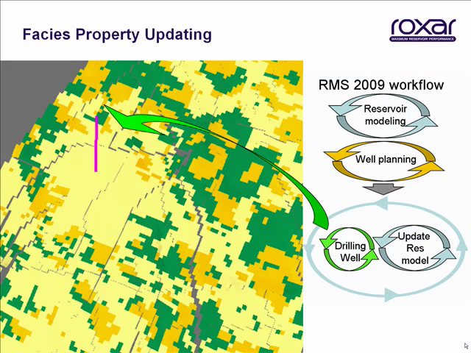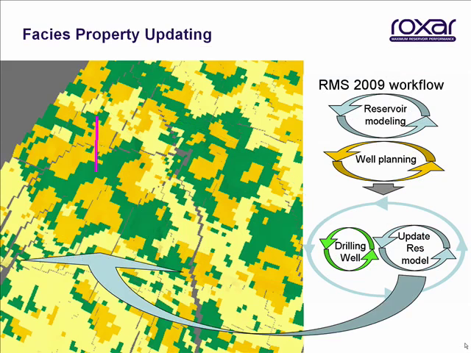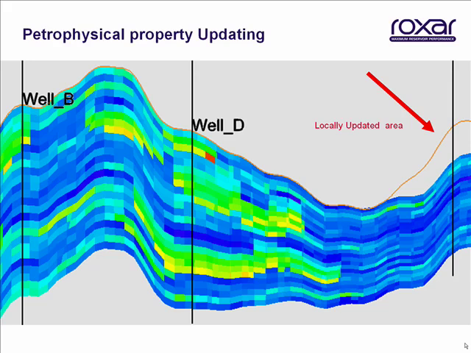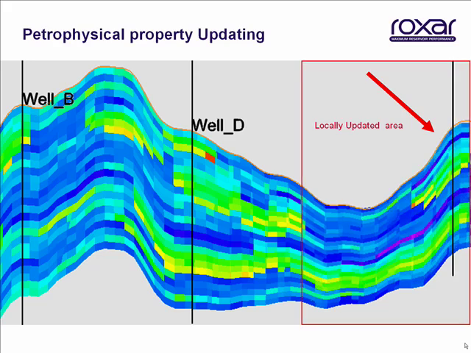The local update method applies to all the common property modelling functions, including object and indicator-based facies modelling, as well as petrophysical properties such as porosity and permeability, as is portrayed here.